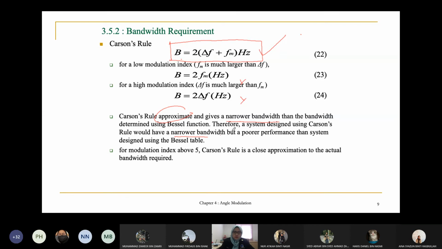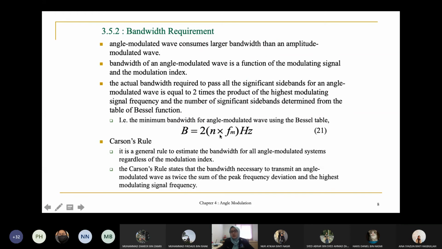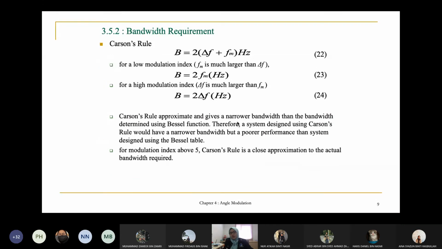So even though Carson rule has a narrow bandwidth, it has poorer performance than the system designed with the Bessel table, because Carson rule is just an estimation, an approximation. The bandwidth using the Bessel table is much more accurate. Later you will see that if you calculate using these two different equations, you will get a slightly different answer. You will not get exactly the same answer for the bandwidth.